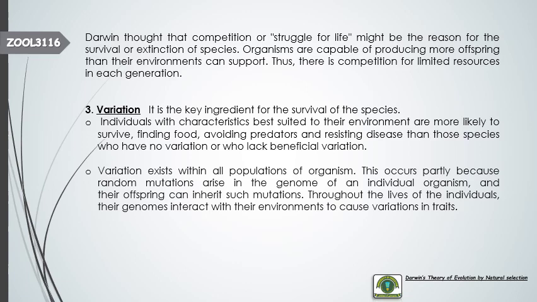Third point is variation. It is the key ingredient for the survival of the species. Variations are what? Variations are the changes. These are the varieties. These could be phenotypic, what you can see with your eyes in the body structure. As we talked about the finches, there is a variation in their beak shape, right? We talked about the tortoises. There was variation in their shell pattern and in their neck length.